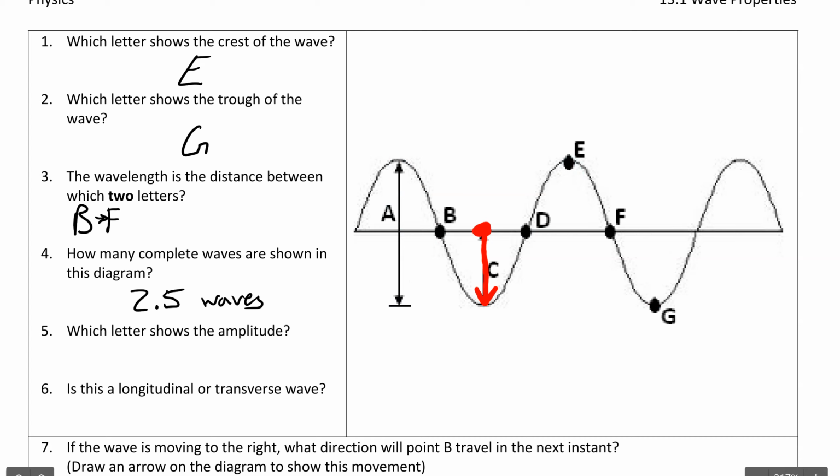Okay, all right, so that's what we're looking at. Choice C. Choice C, that's the amplitude. All right. Is this a longitudinal or transverse wave?